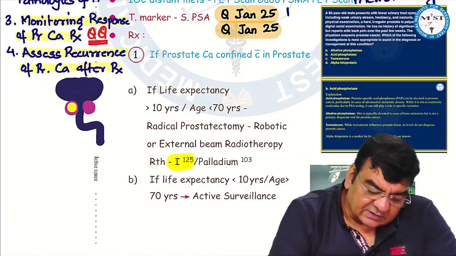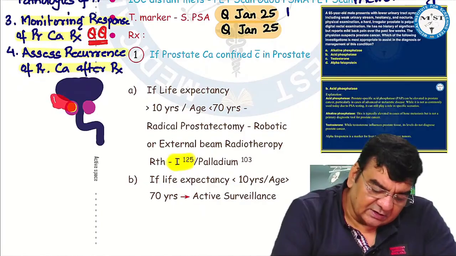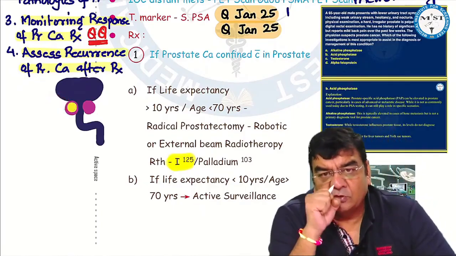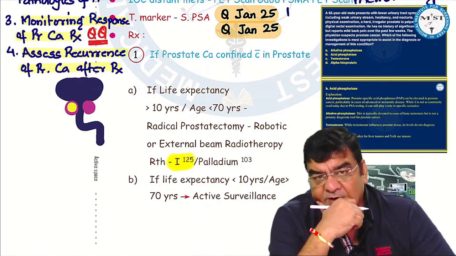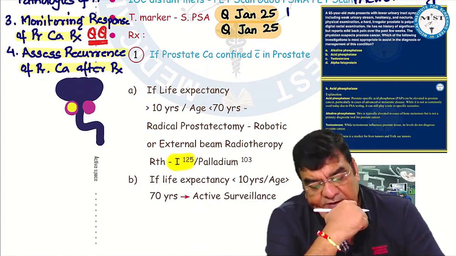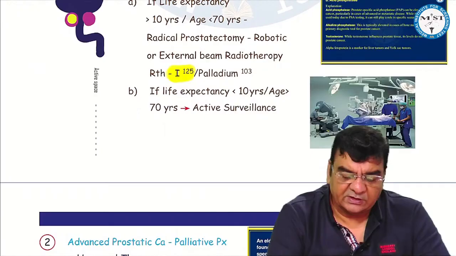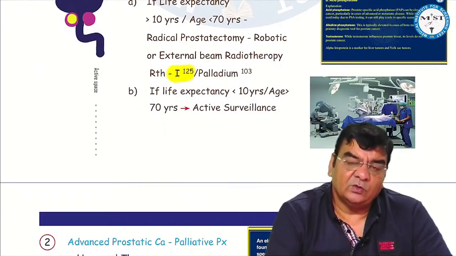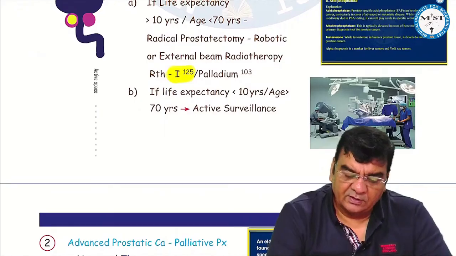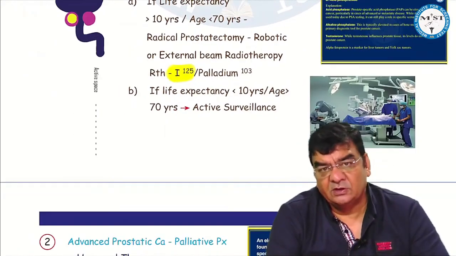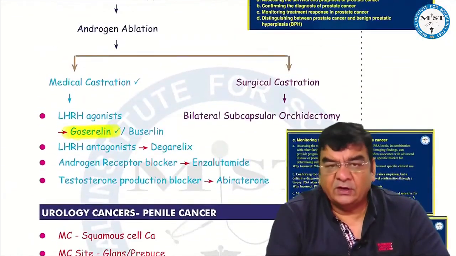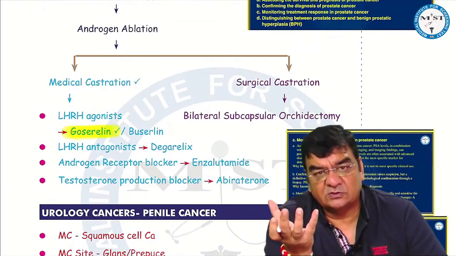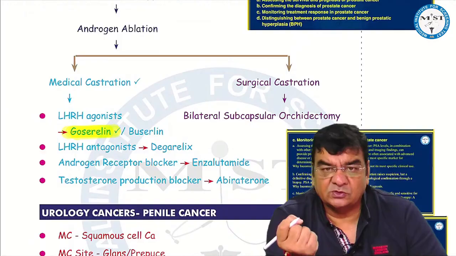If the cancer is advanced prostate cancer, suppose it has gone to bones or here and there, then we will not be able to remove this cancer from the patient completely, so we cannot cure this patient. In these cases, whatever life the patient is having, to make that life as comfortable as possible, we do palliative treatment, that is androgen ablation. For androgen ablation, we can either give medicines or we can do surgery, where we remove both the testes of the patient to reduce the testosterone.